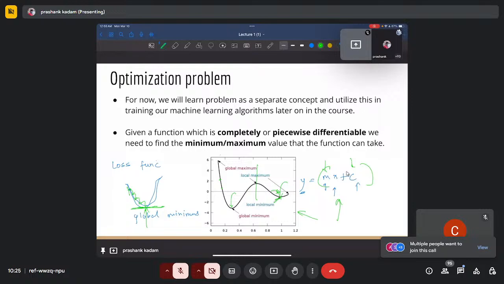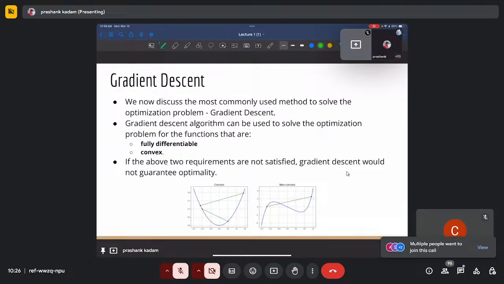But essentially, piecewise differentiable curves can also be optimized using the strategy that we are going to learn now, which is gradient descent, right? And for gradient descent, as we discussed earlier, the function should be fully differentiable. It should be a convex function. Those are the two requirements that you have in order to run a gradient descent over that curve.